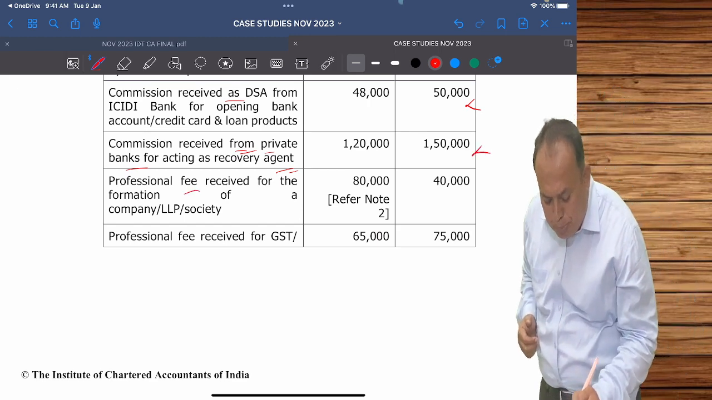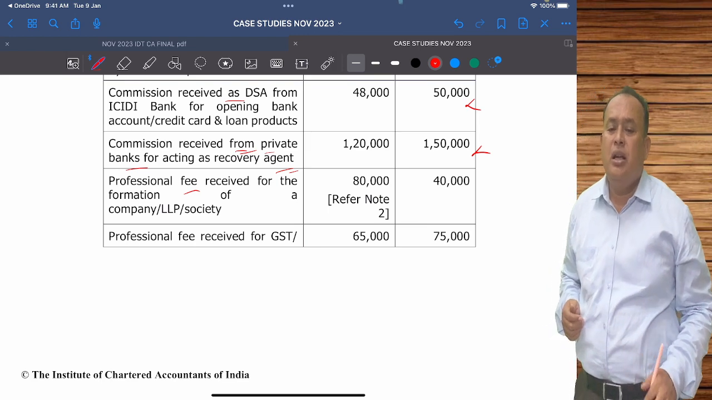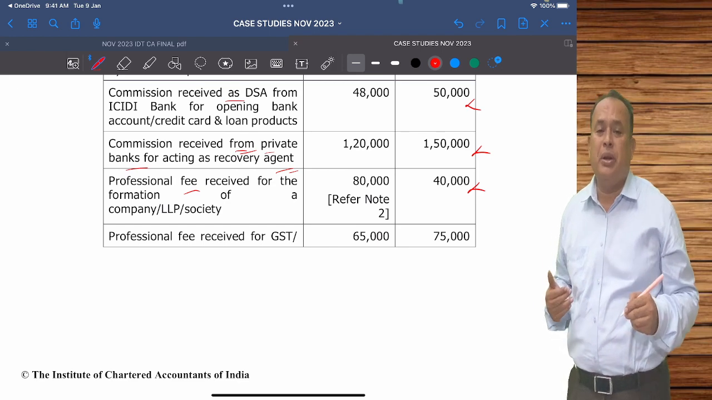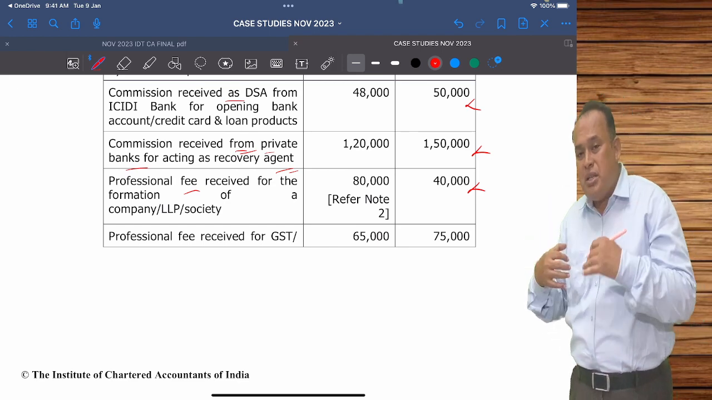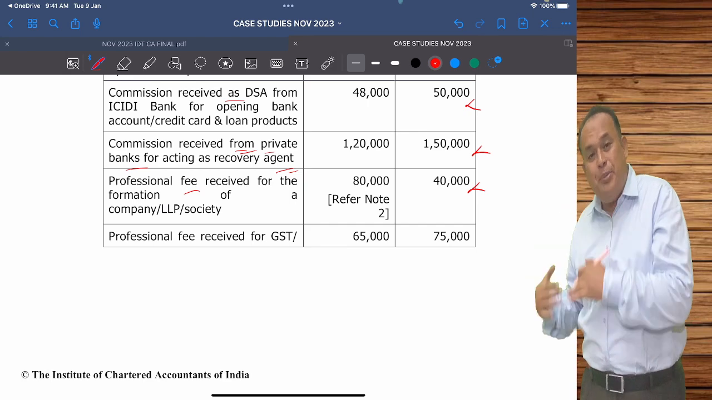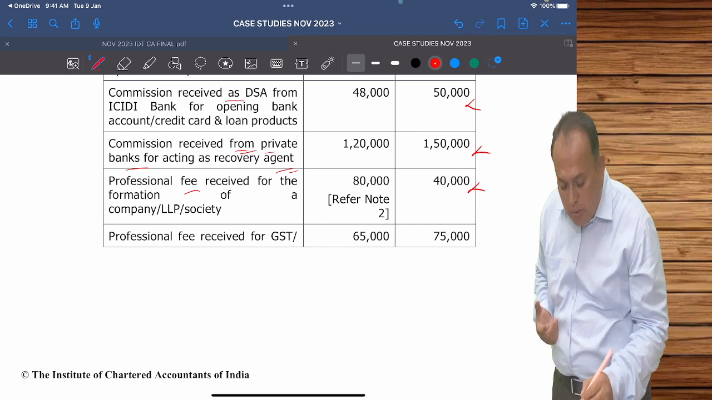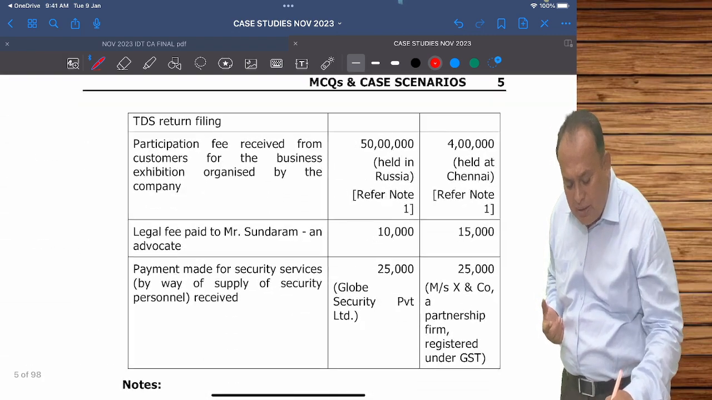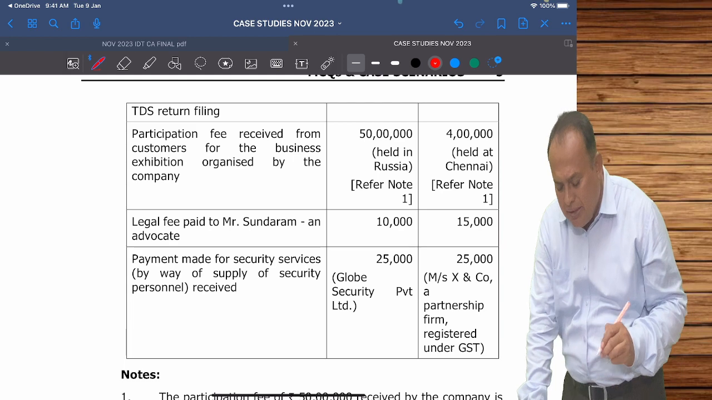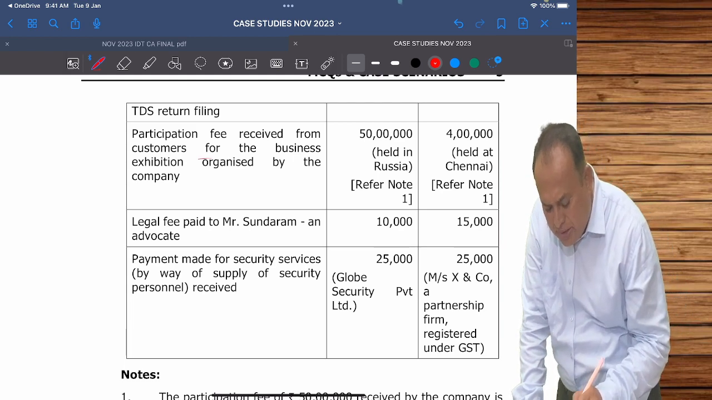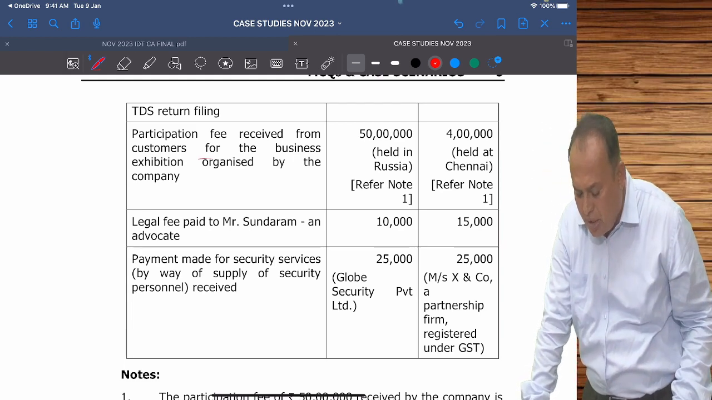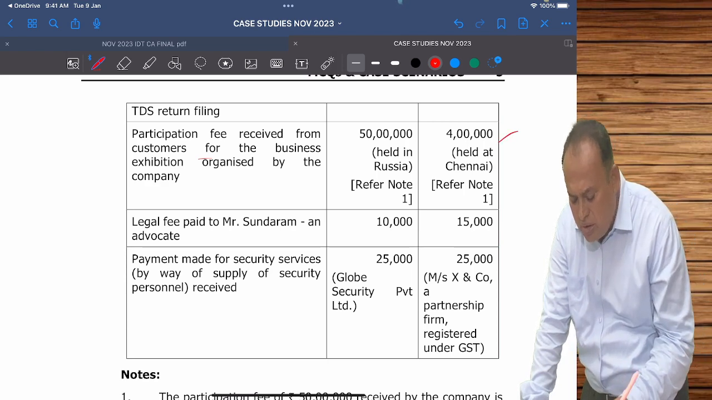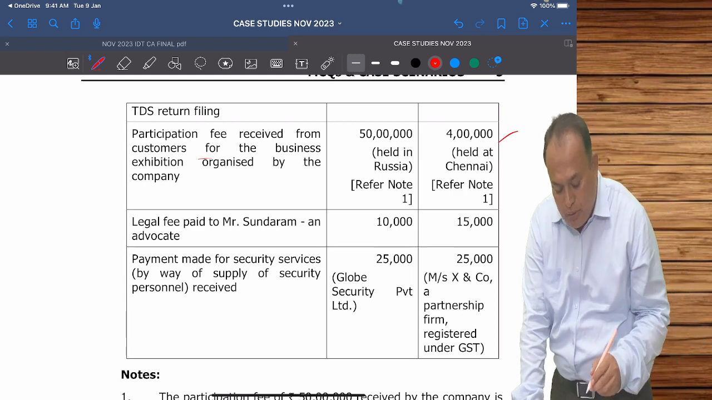Further, professional fee received from the various parties. It is also not considered for our inward supply. Disha Enterprises, what inward supply is received, on which Disha Enterprises being recipient is liable to pay GST, only that we want. Further, professional fee received 75,000 is also forward charge, not considered. Further, they give a participation fee received from customers for the business exhibition organized by the company. So here also they are supplier of service.